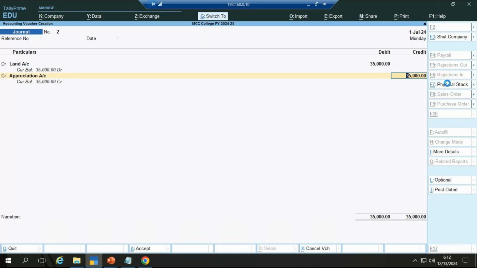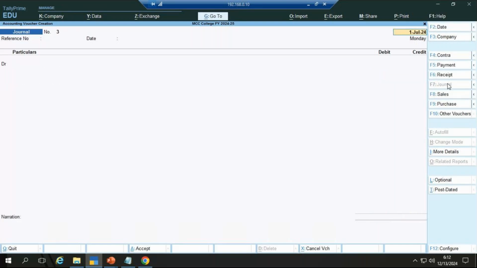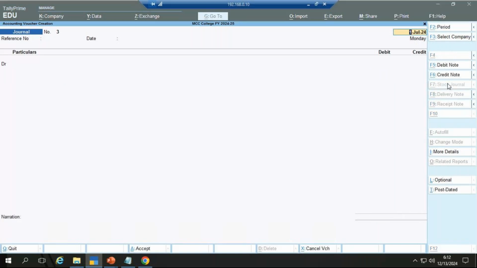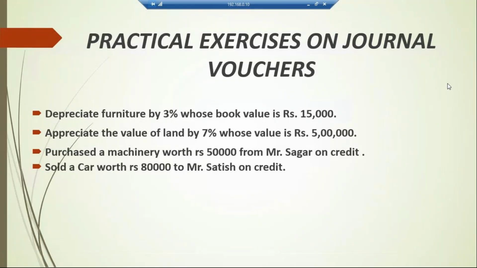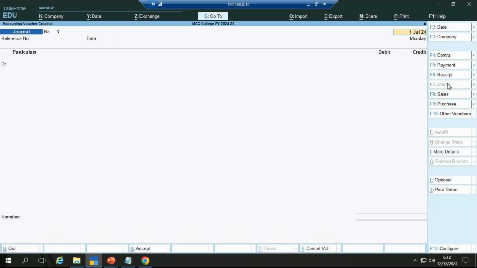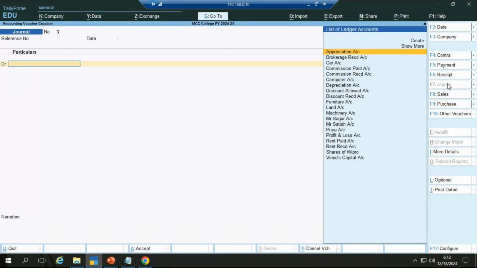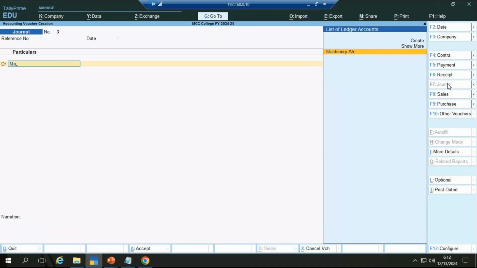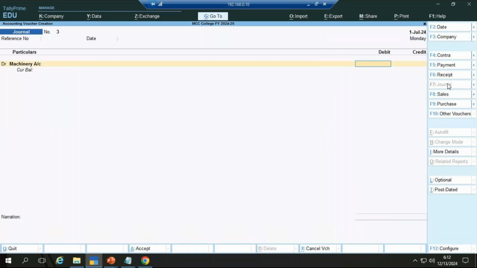Control A. So the third one: purchased machinery worth rupees 50,000 from Mr. Sagar on credit. Enter, enter, enter. So debit machinery account worth rupees 50,000. Enter, enter.